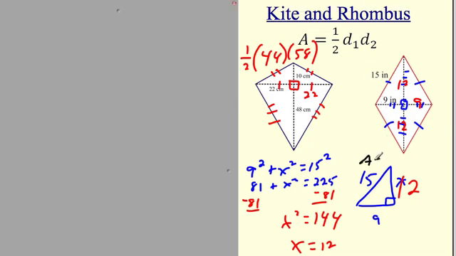So the area of this is going to be 1/2. My one diagonal is 9 plus 9 is 18. 12 plus 12 is 24. Go ahead and solve that, and you're good to go. Fantastic, we're killing it. Moving on to the next section.